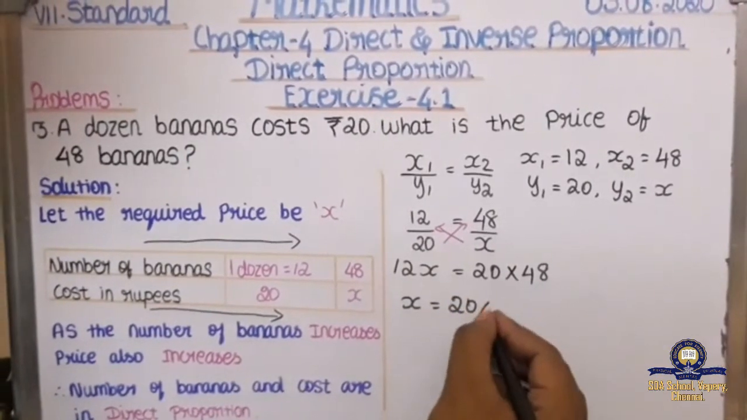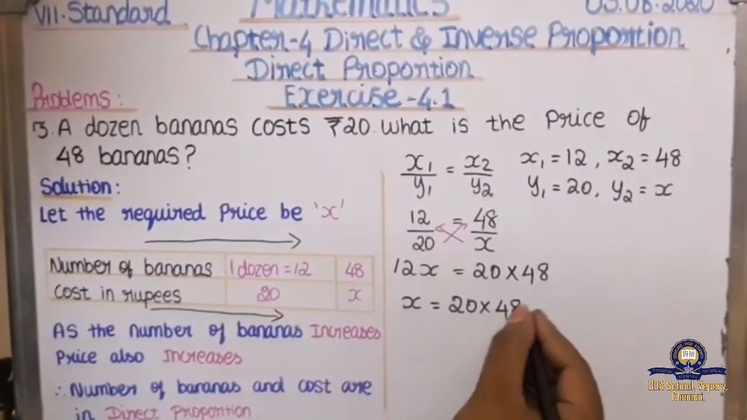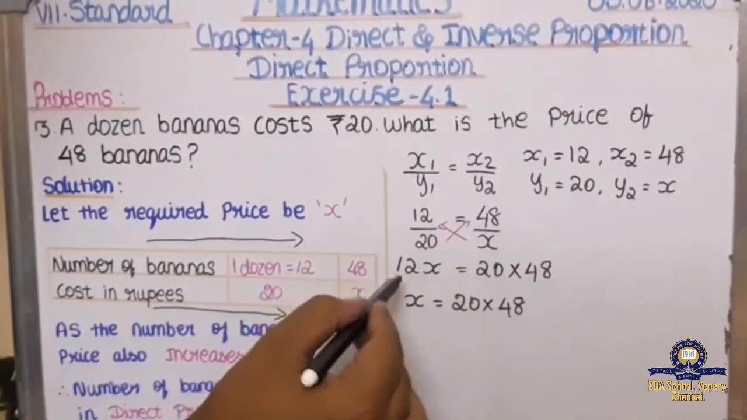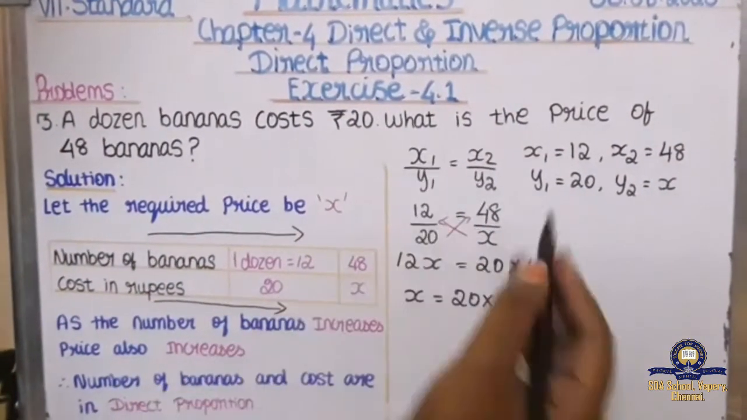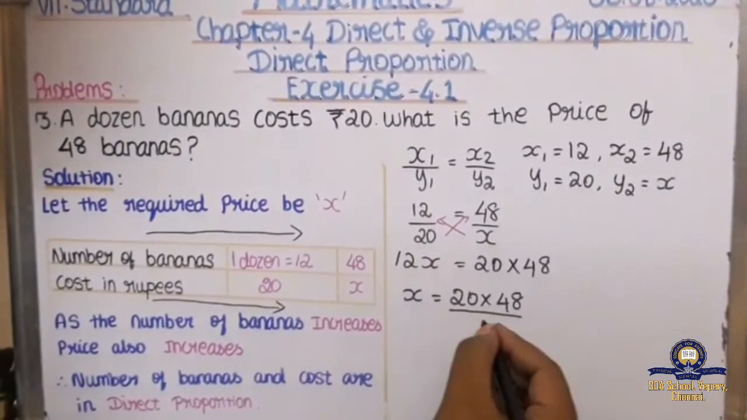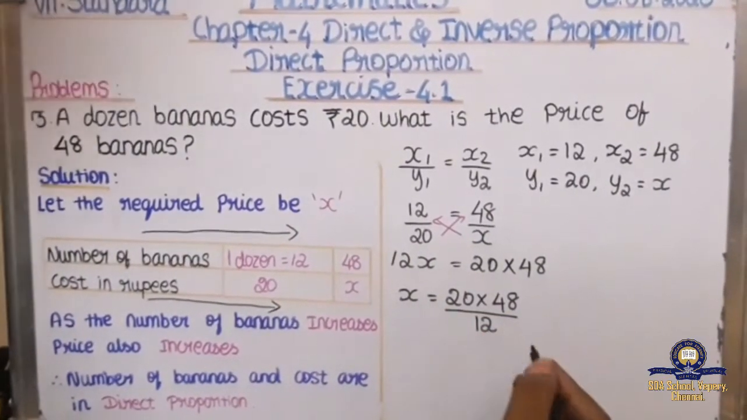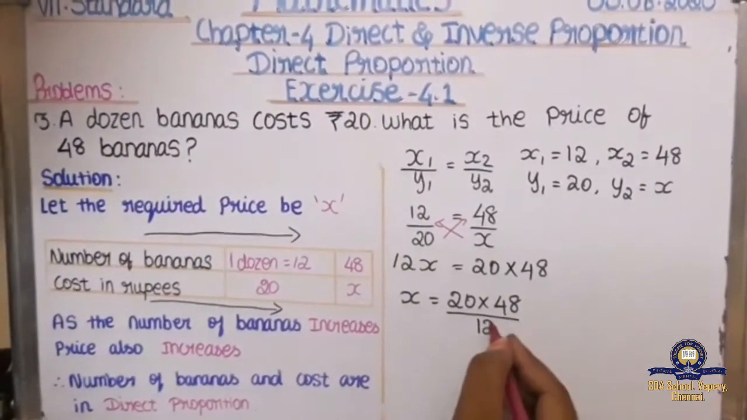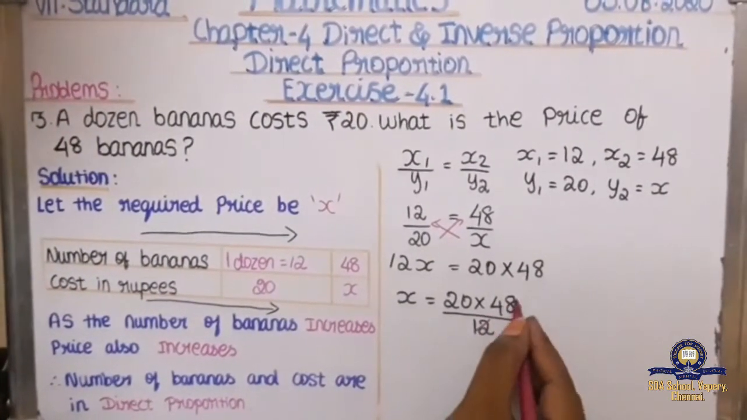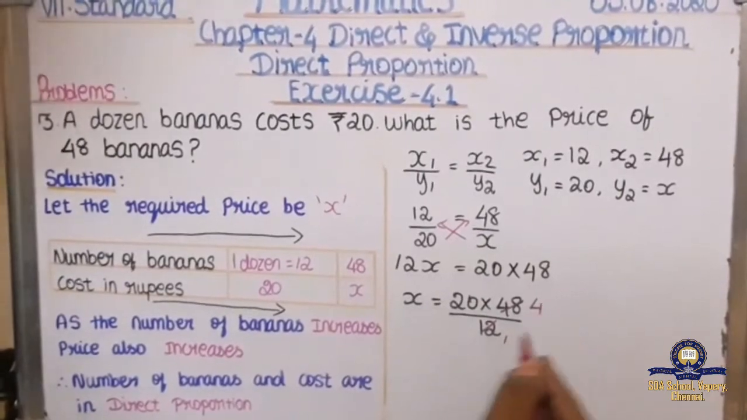Now write it as it is, 20 into 48. Now 12 is in the multiplication on the other side. When it goes to the other side, it will become division. Therefore, we get it like this. Now we need to cancel this. 12 ones are 12 and 4 twelves are 48.